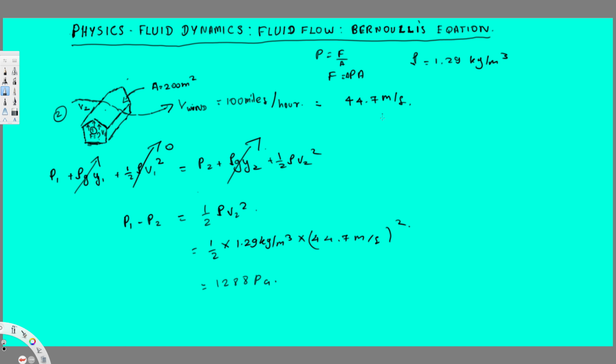So this is delta P. We can find the force now. F is equal to delta P times A. Delta P we found is 1288 Pascal, and the area of the roof is given as 200 meters squared. So we multiply by 200 meters squared, and that gives us 57,500 pounds. That is the force required for the wind to rip this roof off the house.